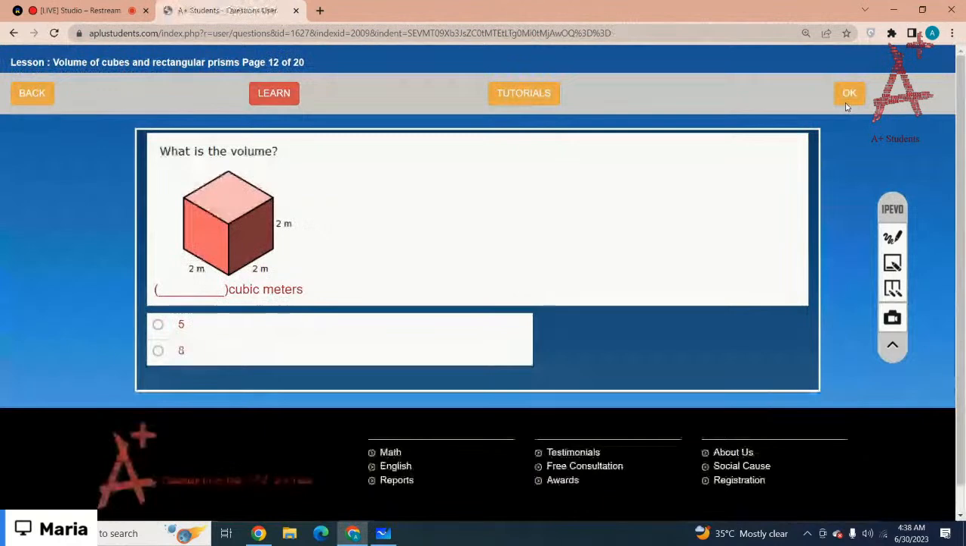Okay, what is the volume? 2 times 2 is 4 and 4 times 2 is 8. So the volume is 8.